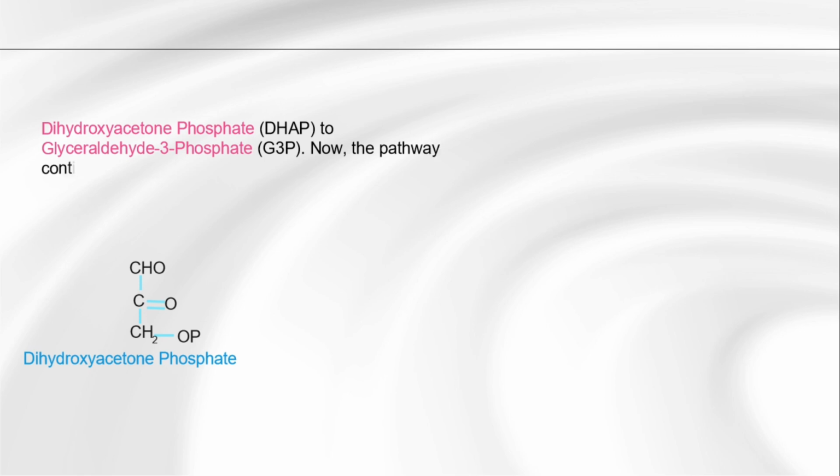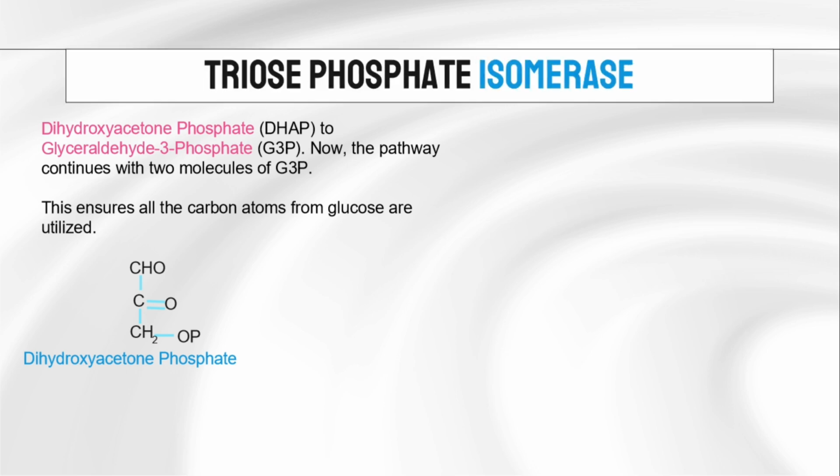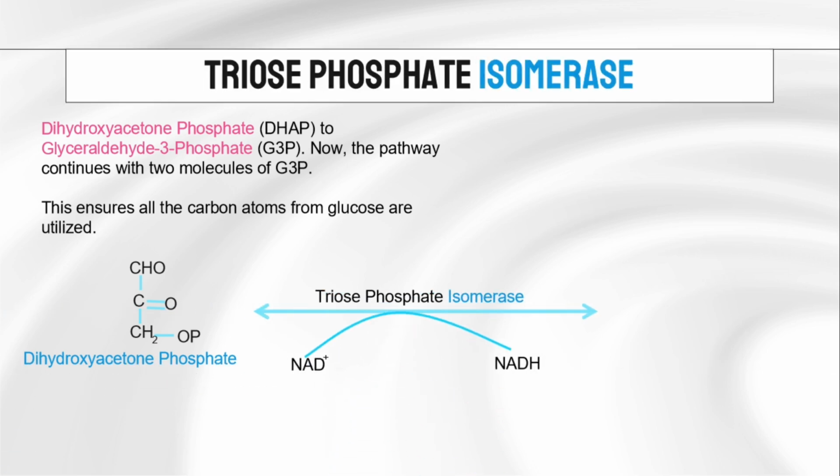Step 5. Dihydroxyacetone phosphate, DHAP, to glyceraldehyde 3-phosphate, G3P. Triose phosphate isomerase then works its magic, converting DHAP into another molecule of glyceraldehyde 3-phosphate, G3P. Now, both molecules are ready to move forward. Mnemonic: DHAP doubles down.